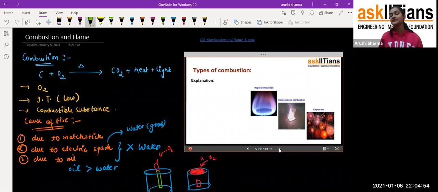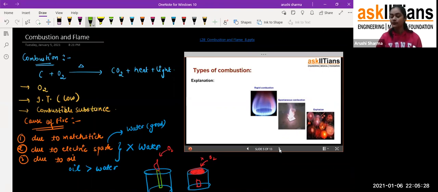Rapid combustion is one that is rapidly undergoing combustion, whereas spontaneous is one that suddenly catches fire and starts burning with flame. That is called spontaneous. And in the explosion, you can hear some noise also, like in the example of the crackers. When the crackers burn, there is light, there is explosion, there is spark, and there is noise also. So that is the explosion. Okay, so these are the types of combustion, students. I hope you are getting each and every point, my students.